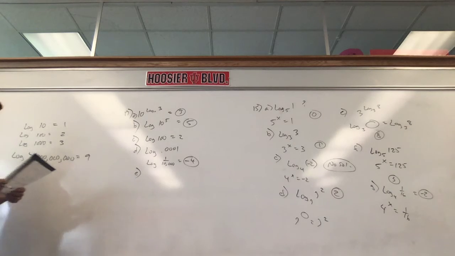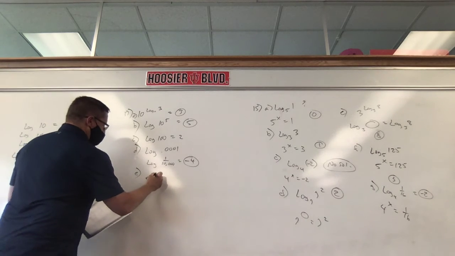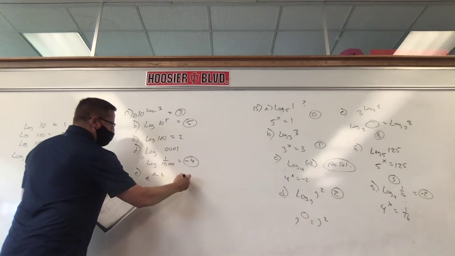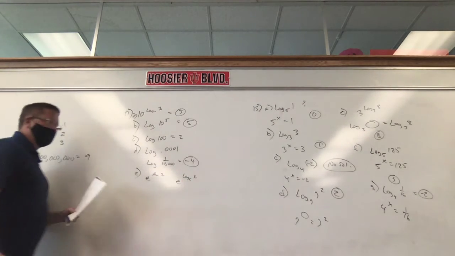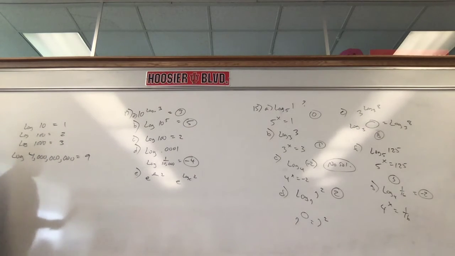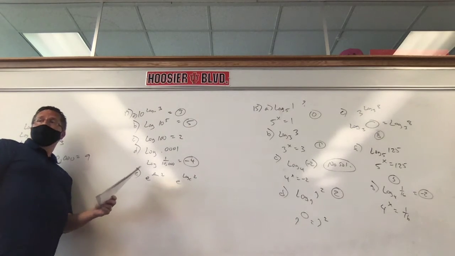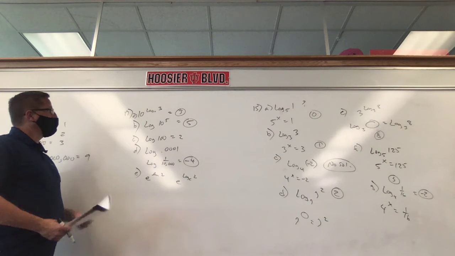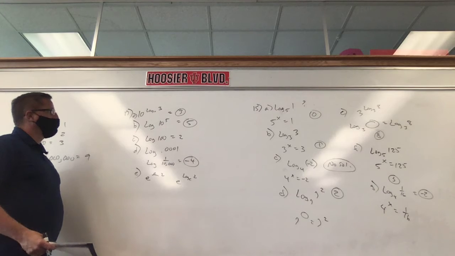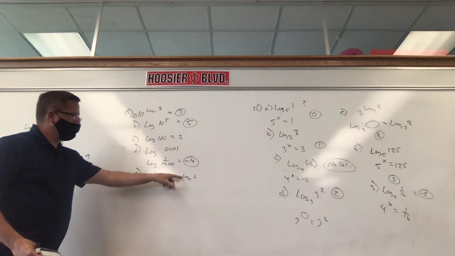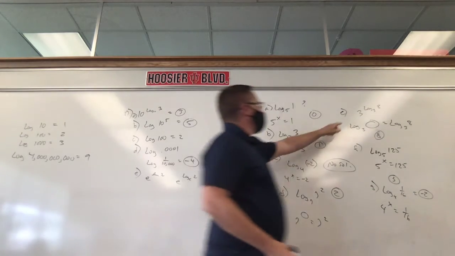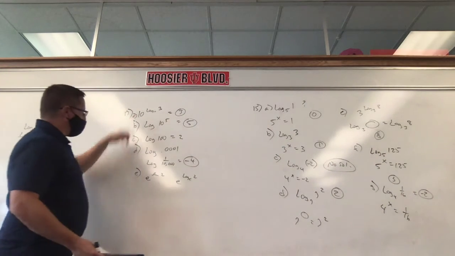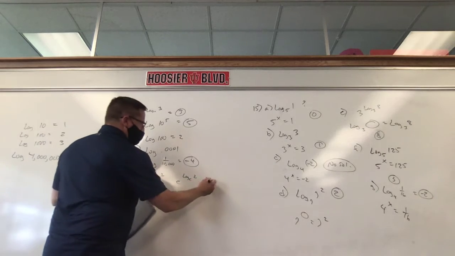E to the ln 2. Well, if it makes it easier for you, that's the same as e to the log base e of 2. We've already done this a couple times. What is that? You're making it way too hard. It's no different than this one. E to the log base e of 2 is just 2. Just like 3 to the log base 3, they're the same bases, so the answer is 2.